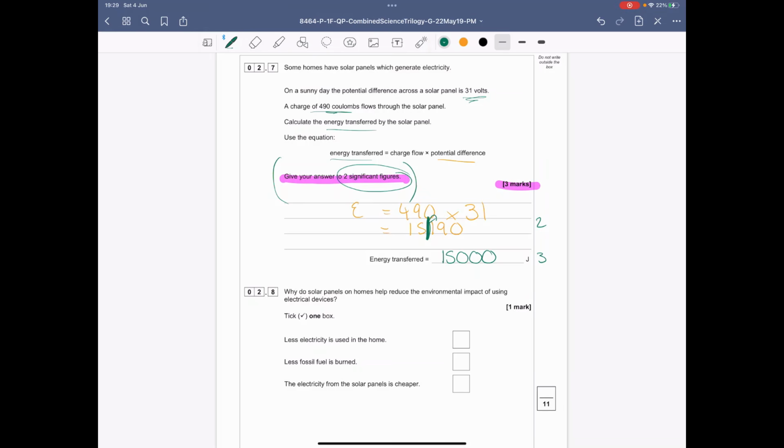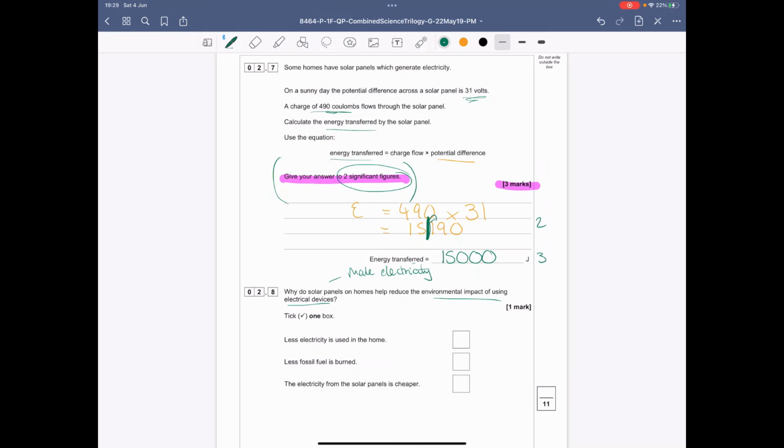Question 2.8 then. Why do solar panels on homes help reduce the environmental impact using electrical devices? So solar panels obviously make electricity, and cause a current to flow. So what is the advantage of using it? Less electricity is used in the home.